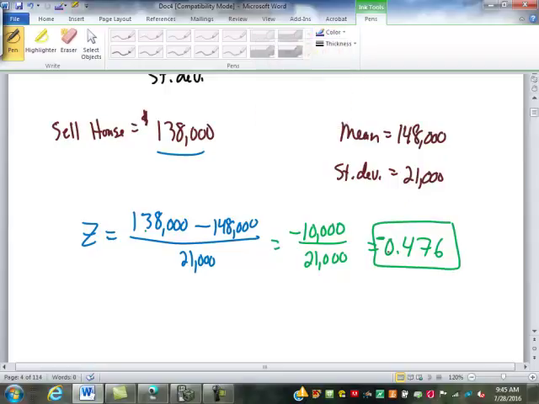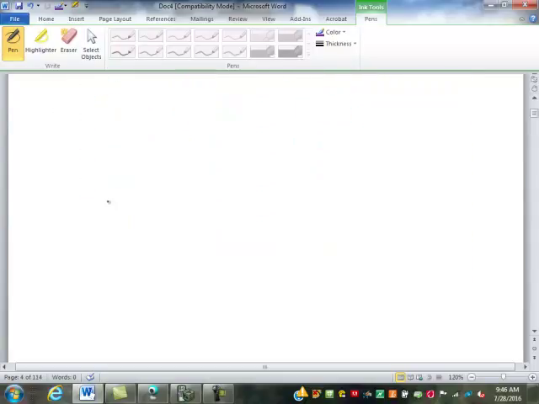Well, this is telling us two things. One, the negative is telling us that this is below the mean, below average. The 0.476 is telling us that this is less than half a standard deviation below the mean. So you're below average, but not a long ways below average. So that means you have to decide, is your house average or better, or slightly below average? If it's slightly below average, that's probably about the right price for your house. Most of the time, however, a z-score isn't used for just a single number. It's used for comparing two different numbers.